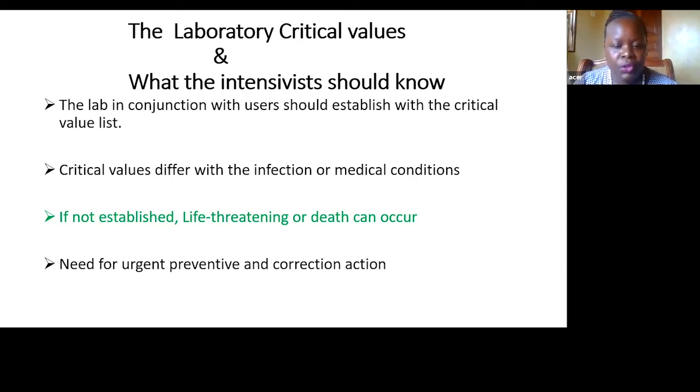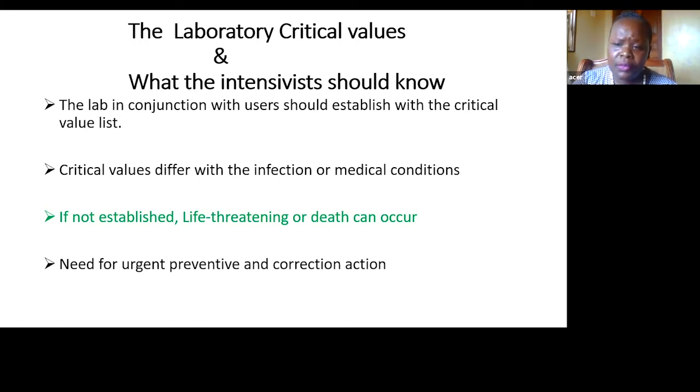And if this hasn't been followed, then the two parties still have to come back and agree during the meetings, the critical care meetings or comorbidity meetings or mortality meetings, that such and such a patient was not cared for well because the result was delayed, or this death wouldn't have happened, or this patient wouldn't have gone into coma, if all these were fully defined by the two teams. So if not established, life-threatening conditions or death can happen. So there is need for urgent preventive and corrective action.